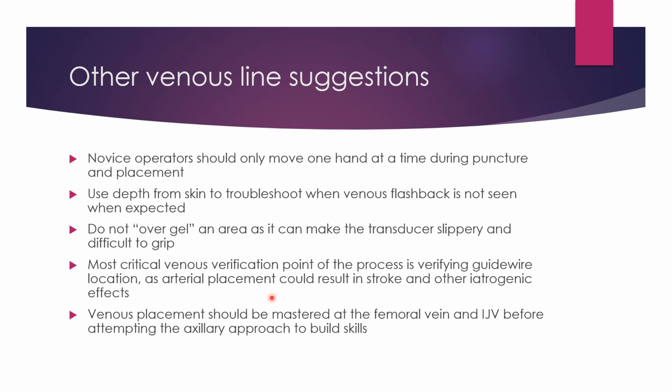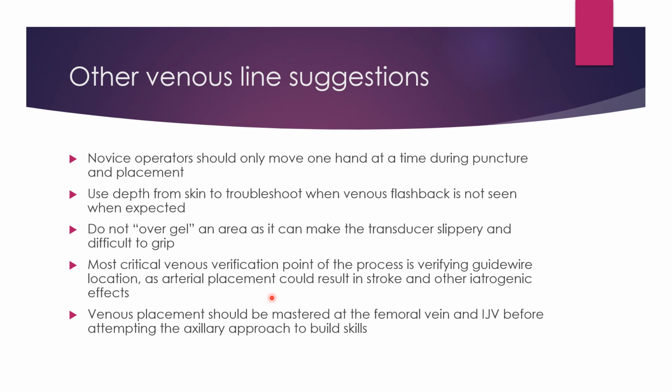Most critical venous verification point of processing is verifying that the guide wire is in venous placement, not arterial. So no matter what your approach is, whether it be internal jugular vein and long, or trans, or subclavian, or axillary, whichever way you do it, they say the most important part is to ensure that the guide wire tip is in the vein. So checking that with spectral and color before actually advancing the catheter is going to be essential.